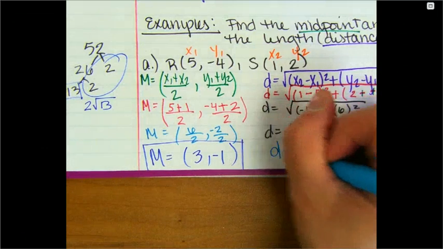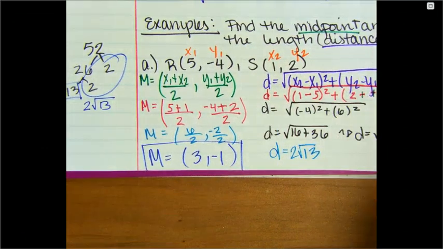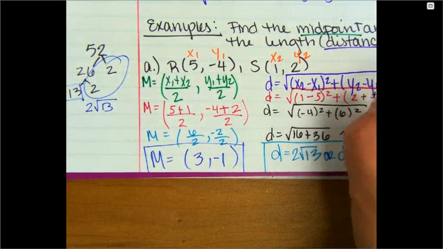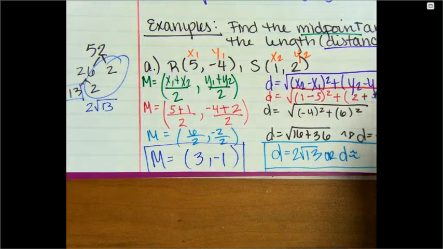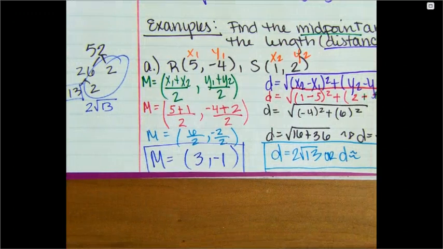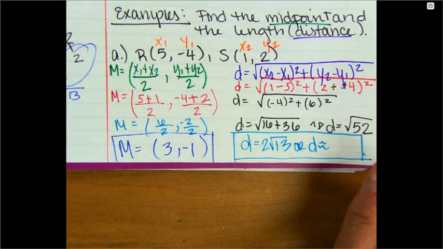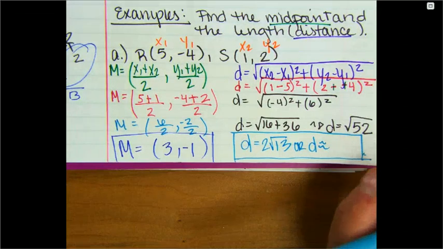So my distance is equal to 2 radical 13, yes? And I want a decimal. I want it rounded to the nearest tenth. Oh, wait, I have a calculator.